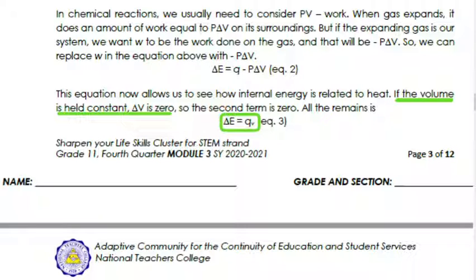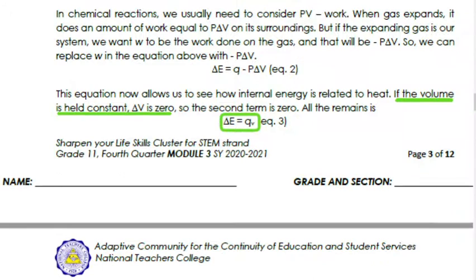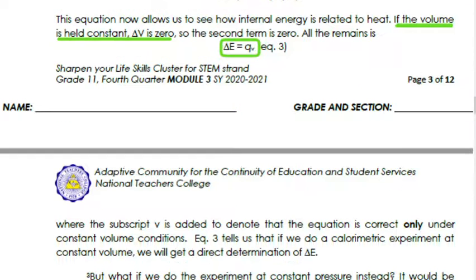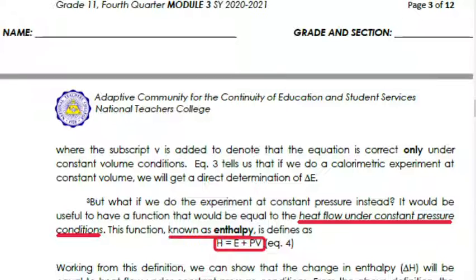And then another mathematical function of energy is enthalpy, which is heat flow under constant pressure. So it is defined as H is equal to E plus PV. From this equation, you can substitute or follow this derivation. You will have an equation of delta H is equal to Q minus P delta V plus delta PV.